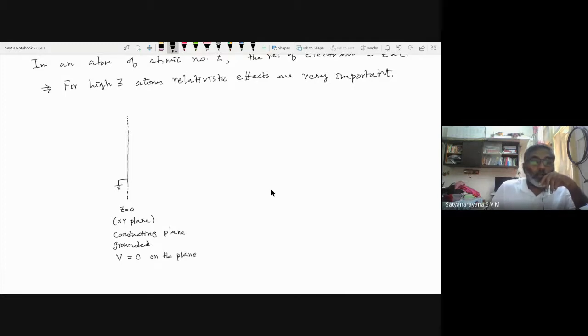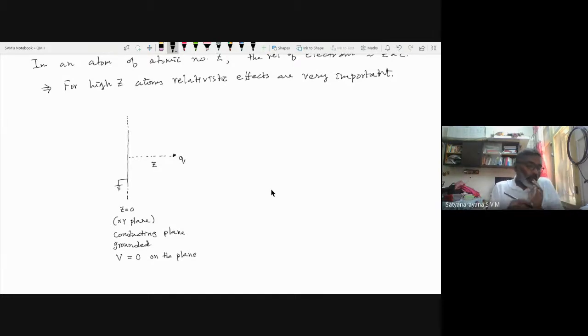Okay, it's an infinite plane. The full xy plane is an infinite conducting plane that is grounded. Okay, so now what happens at some point here? Let us say this is at some distance from this, which I will call some z. I put a positive point charge. So this is a point charge.